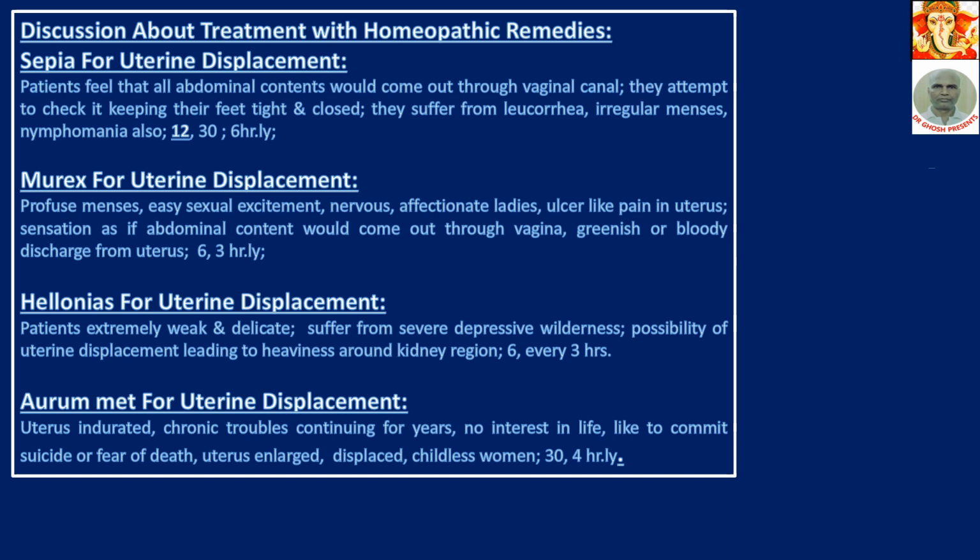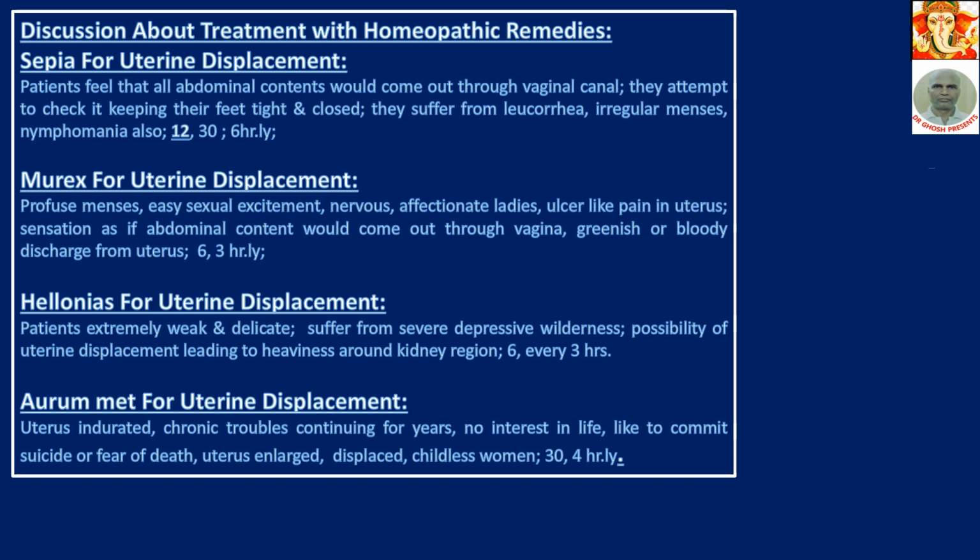Also 30. Murex for uterine displacement: profuse menses, easy sexual excitement, nervous, affectionate ladies. Ulcer-like pain in uterus. Sensation as if abdominal contents would come out through vagina. Common symptom. Greenish or bloody discharge from uterus. It gives Murex 6, three only.